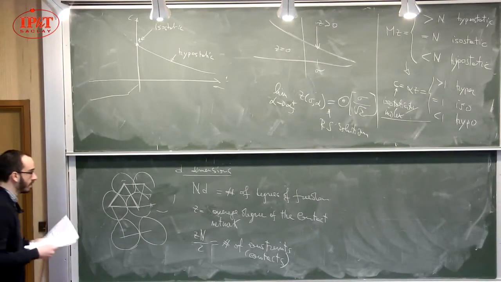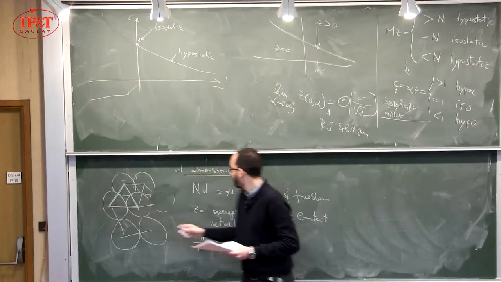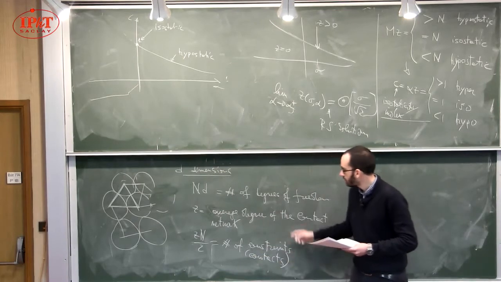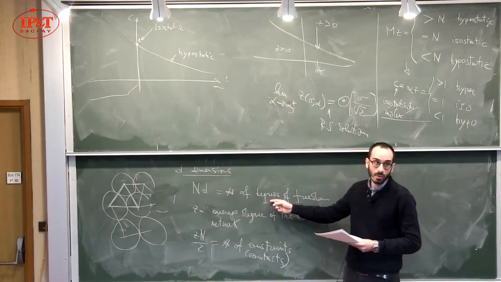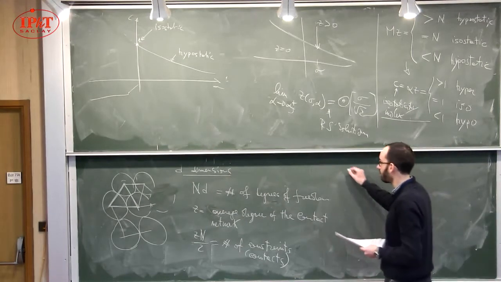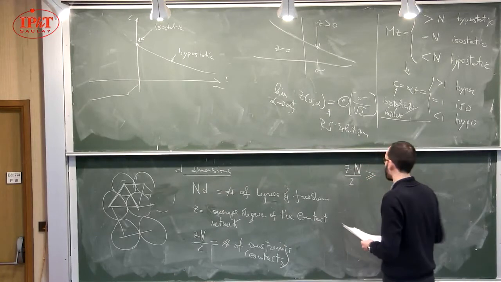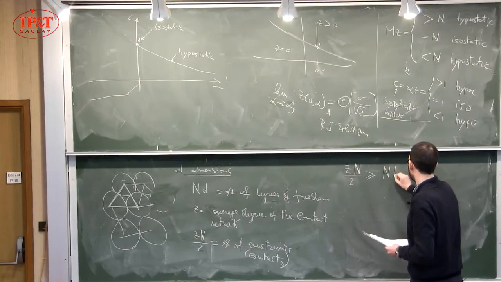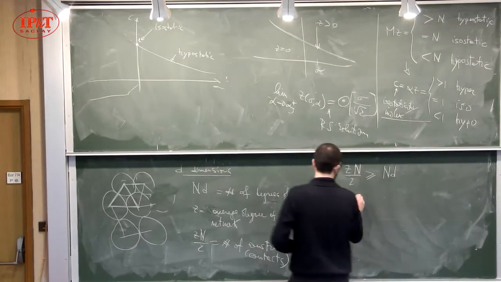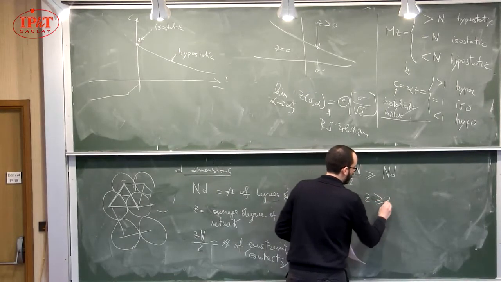Okay, so in this system, in order to have a stable configuration, the number of constraints should be greater or equal with respect to the number of degrees of freedom. So what you would like to have is that z times n divided by 2 should be greater or equal than n times d, right? And so this gives you that z should be greater or equal than 2d.